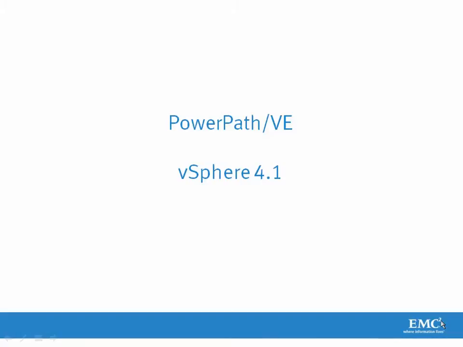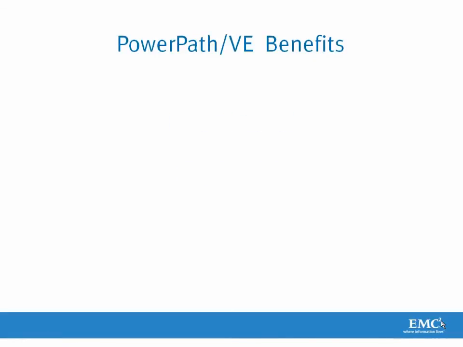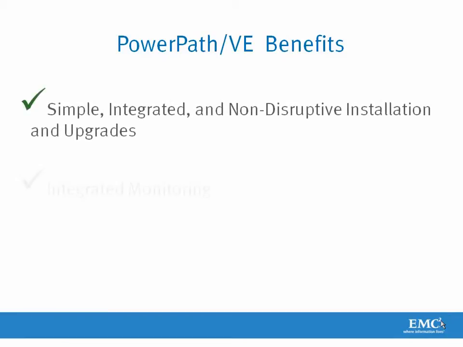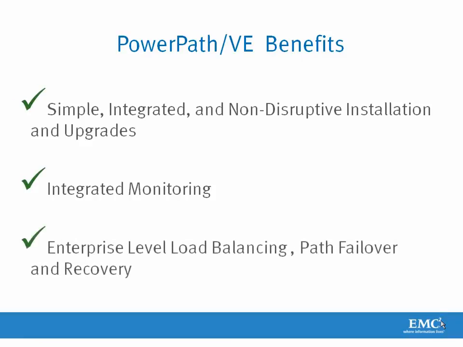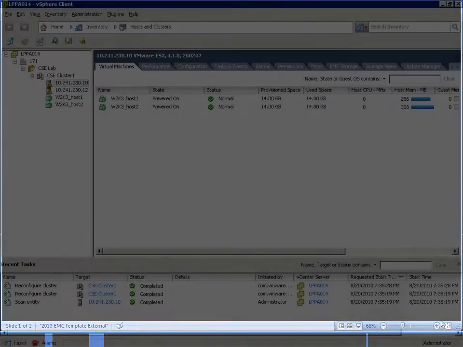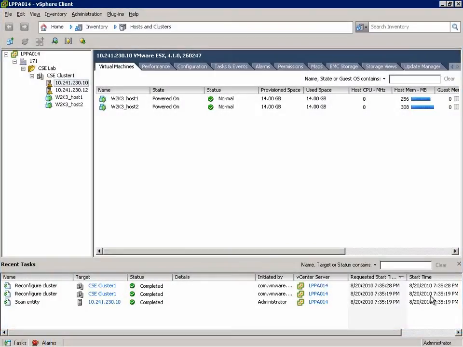PowerPath VE version 5.4 Service Pack 2 extends PowerPath VE's traditional benefits, which you can see here: simple and easy install and upgrades, better path monitoring, and enterprise-level multipathing, and adds certain important capabilities. Broader support for new targets, such as VPLEX, IBM DS8000s, and Hitachi AMS 2300.